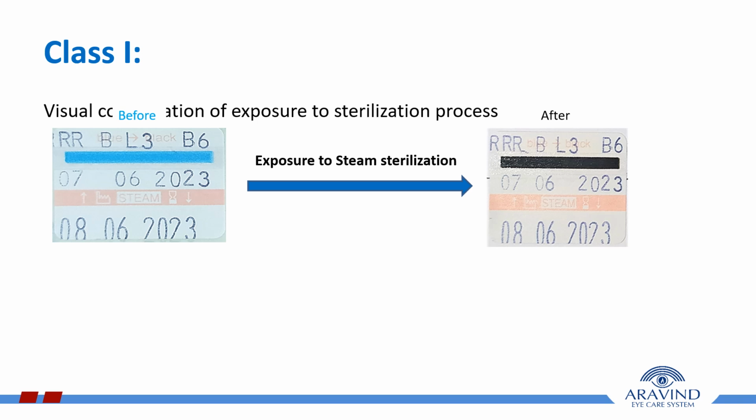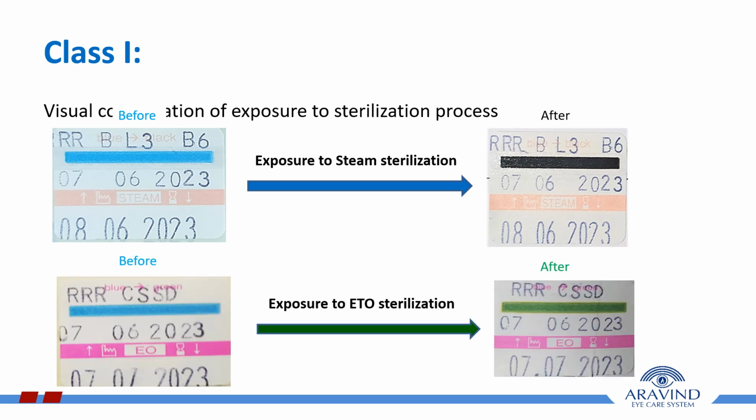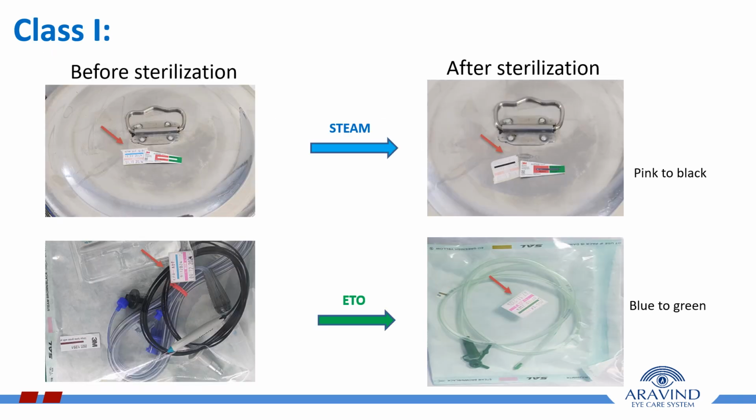When we are exposing it to the sterilization process, the chemical indicator changes its color. After exposure to steam sterilization, the pink color will change to black. And for ETO, the color will change from blue to green. By looking at the color of the indicator itself, we will be able to know whether the pack has gone through the sterilization process.